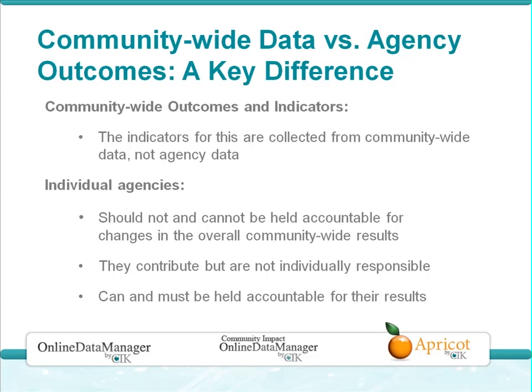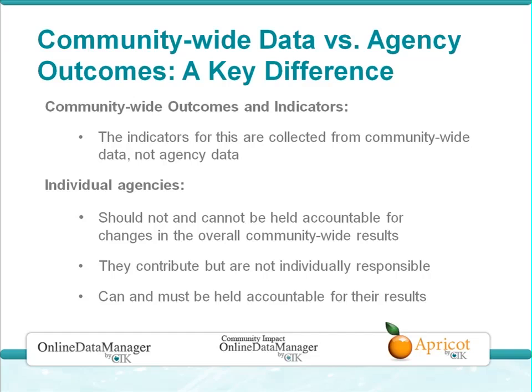But when we do that, we need to be clear that community-wide outcomes and indicators, that data is collected from community-wide data, not agency data. You can't just roll up agency data into community-wide indicators. You need to look for community-wide data from community-wide data sources like the census, like school district data, like the Center for Disease Control. So you look at community-wide data to see how we are driving our results and impact.